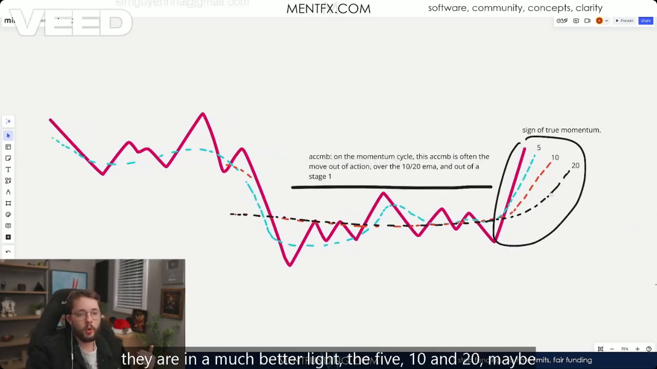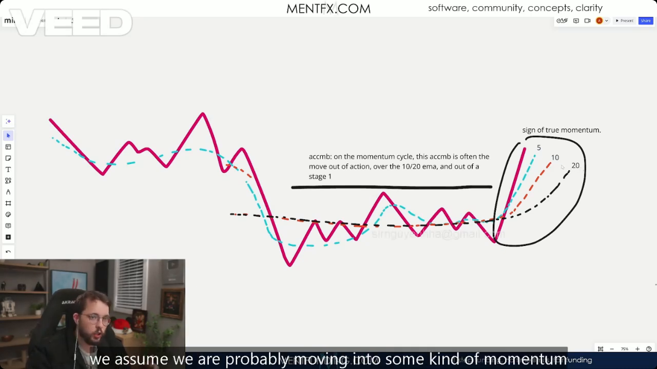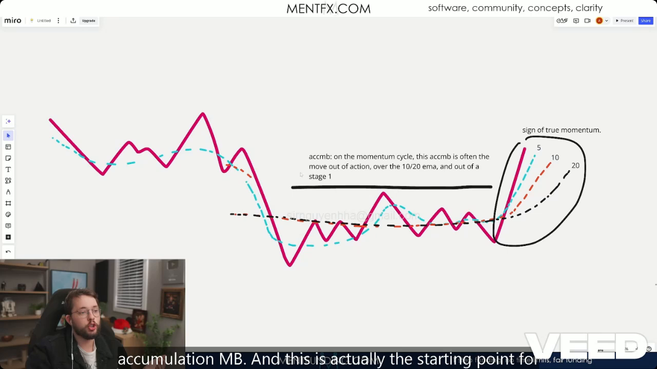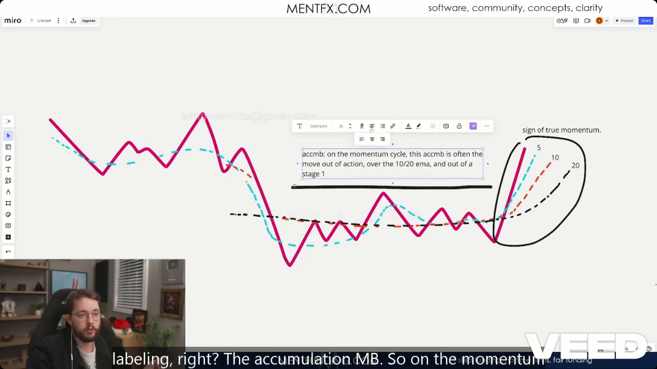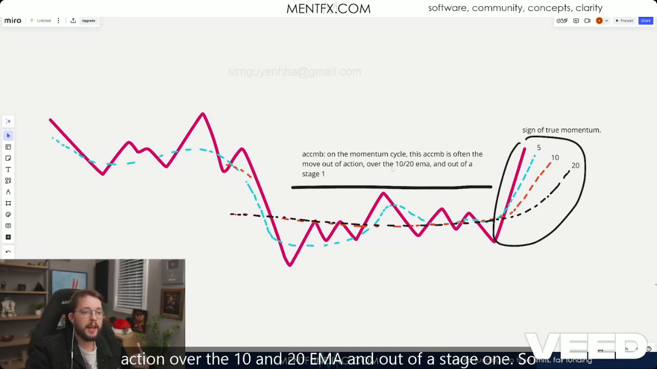The 5, 10, and 20 maybe start sloping upwards or a little bit upwards, which is that indication that money is coming in a way it prior wasn't. So we assume we are probably moving into some kind of momentum cycle because we've come out of the accumulation MB. And this is actually the starting point for labeling, right? The accumulation MB. On the momentum cycle, this accumulation MB is often the move out of the action over the 10 and 20 EMA and out of a stage one.